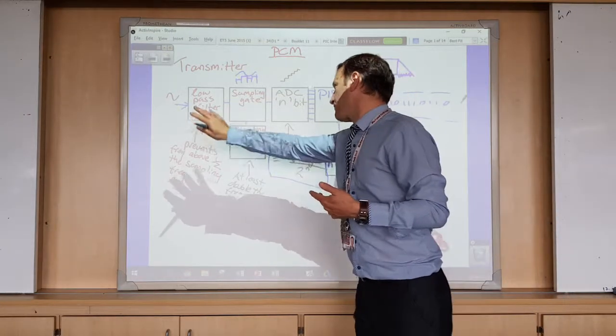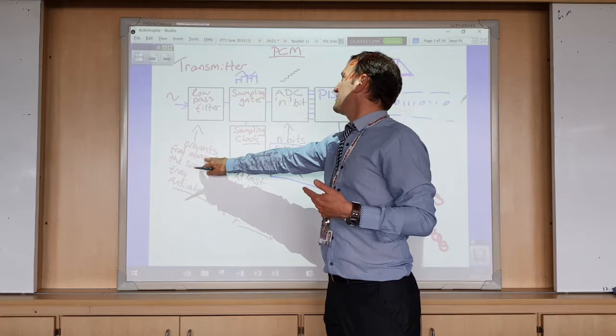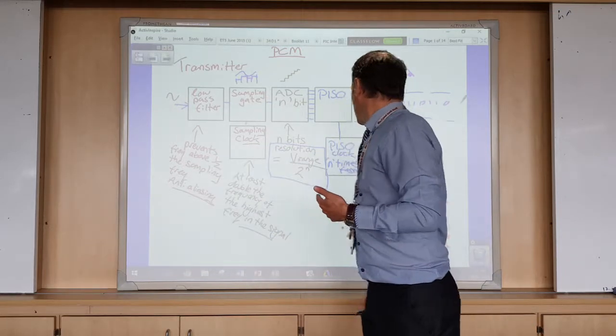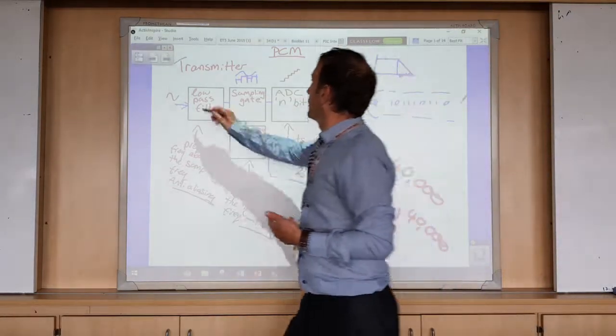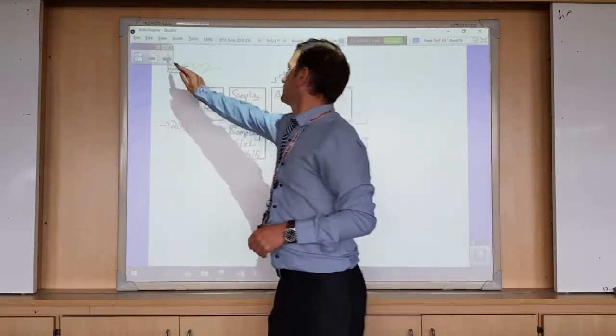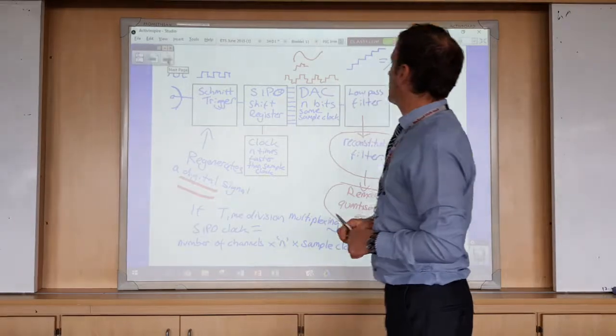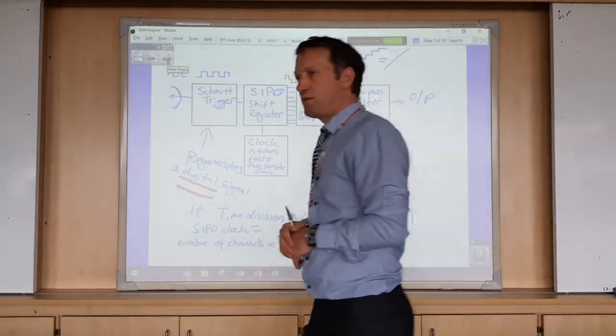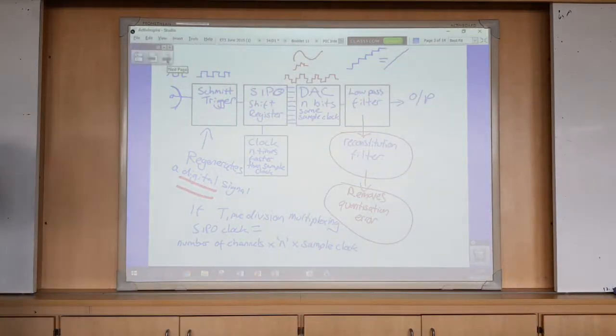Nyquist limit, low pass filter prevents any signals getting in. That just about covers that, I think. So then we've got the receiver. Here we have the receiver. And what's going to happen with the receiver is this could be travelling right across space.